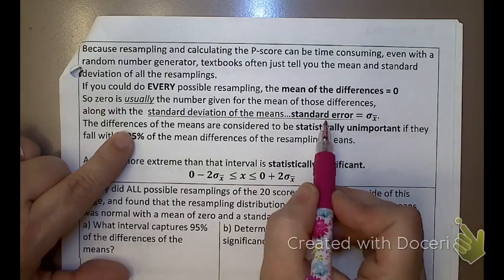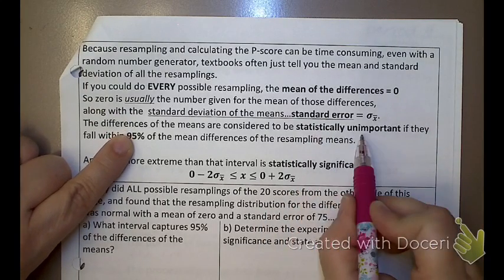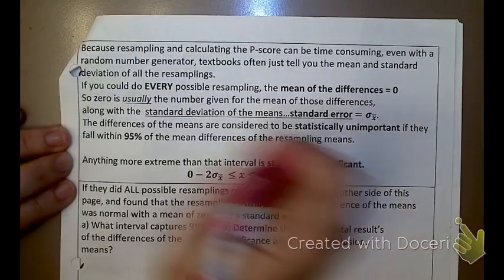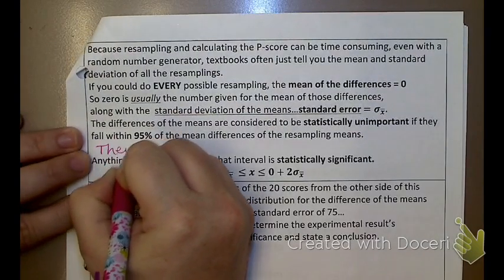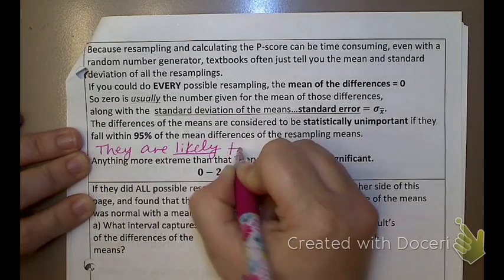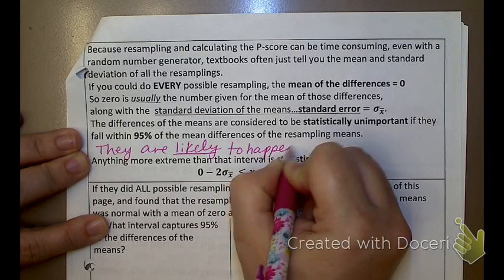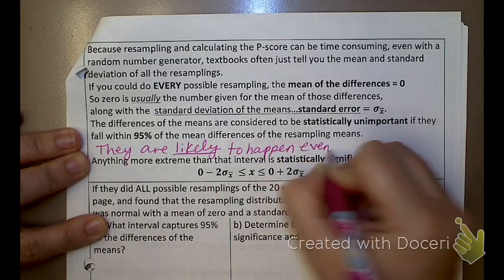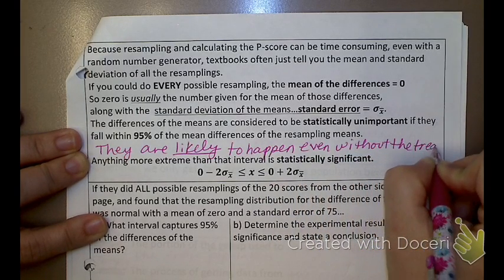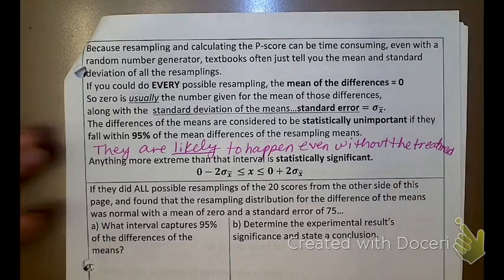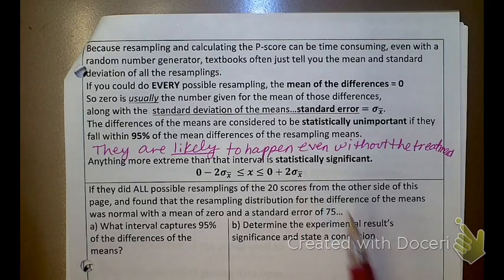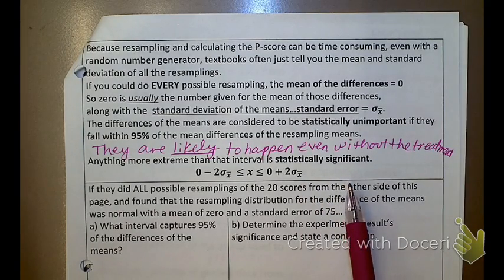The differences of the means are considered to be statistically unimportant if they fall within 95% of the mean differences of the resampling means. That means they are likely to happen even without treatment. Anything more extreme than that interval is statistically significant. And that's kind of what we need to focus on, the stuff that's statistically significant. We need to determine that.